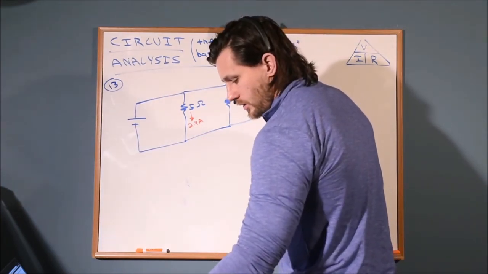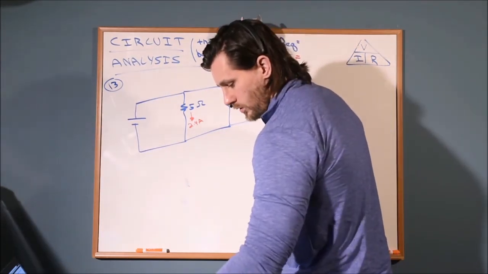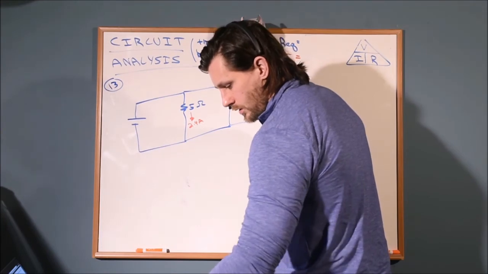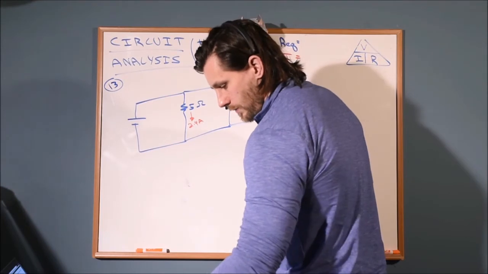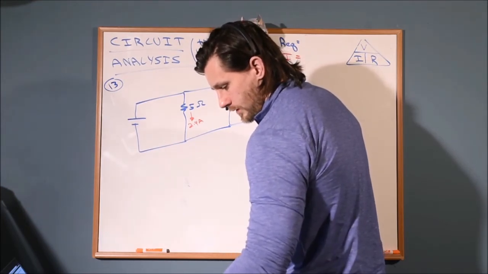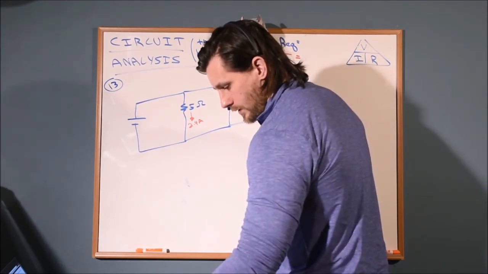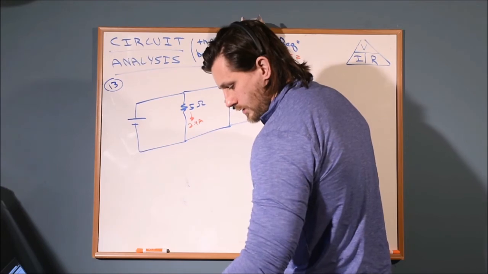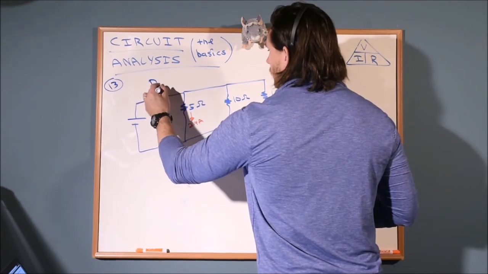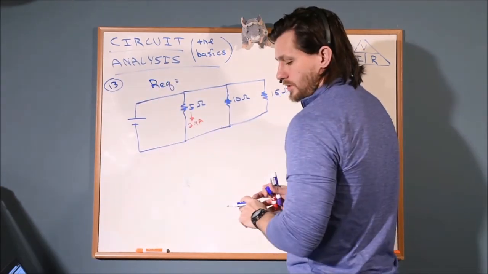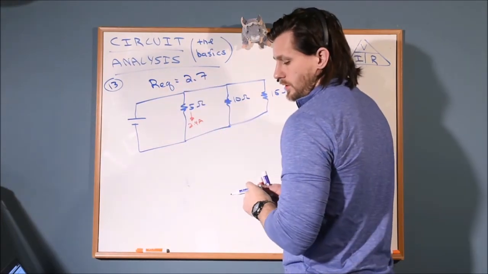So let's calculate REQ just because it's good practice here. 1 over 10, and then add to that 1 over 15. Okay, 1 over that. So REQ, the way it is here, is 2.73 ohms.